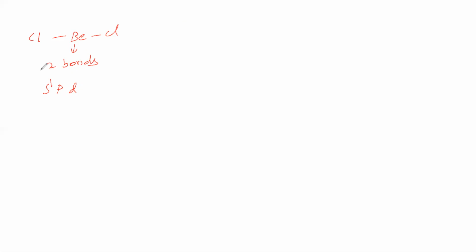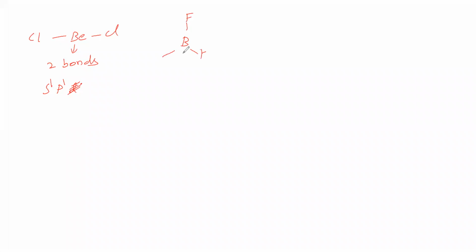So here how much is there? Total 2. Of the 2, 1 we have given. The remaining 1 you give for P. Then you cancel D, because P itself is not completely filled. Therefore, you cancel D. So what is the hybridization of beryllium in beryllium chloride? sp hybridization.